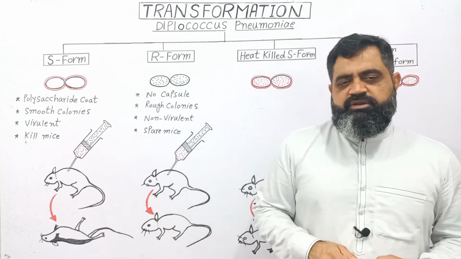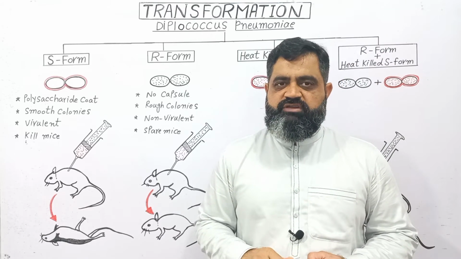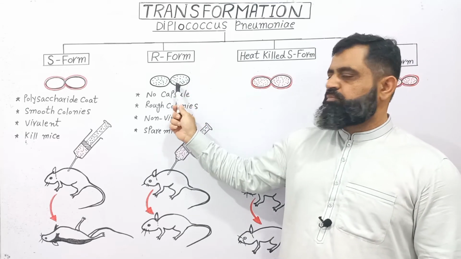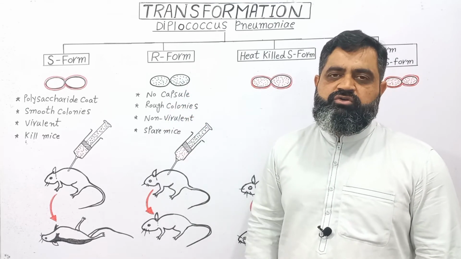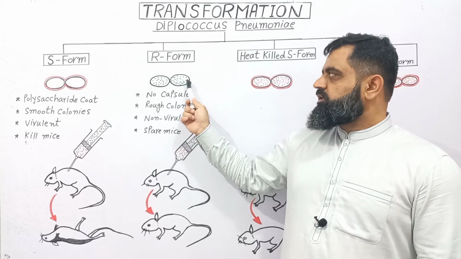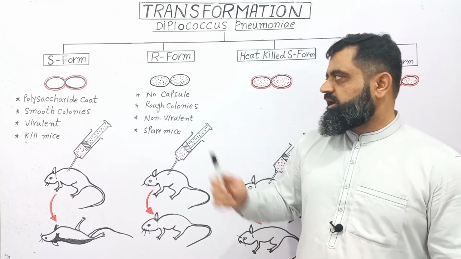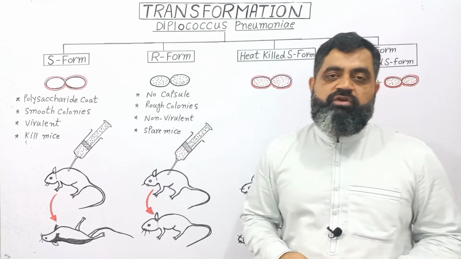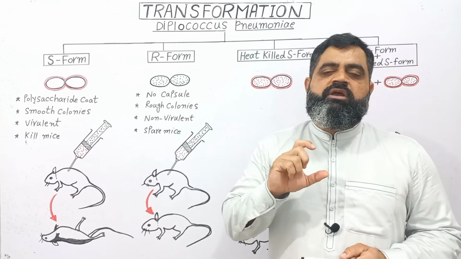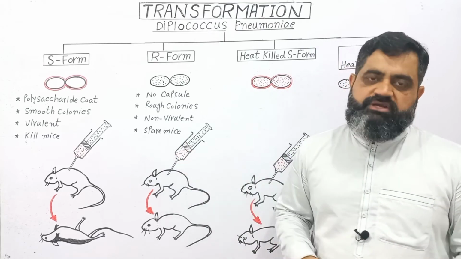In another experiment, Frederick Griffith used another strain of Diplococcus pneumoniae known as the R form. The R form does not have a polysaccharide coat on the surface of the bacterium and there is no capsule. These bacteria form rough colonies when they multiply, and they are non-virulent because they do not cause infection and are killed by the immune system of the host, so they spare mice.